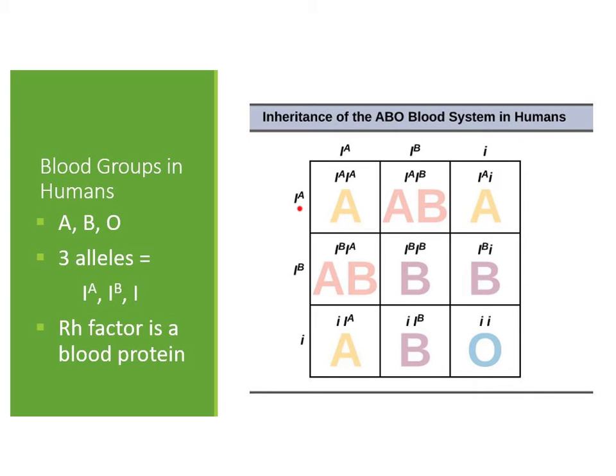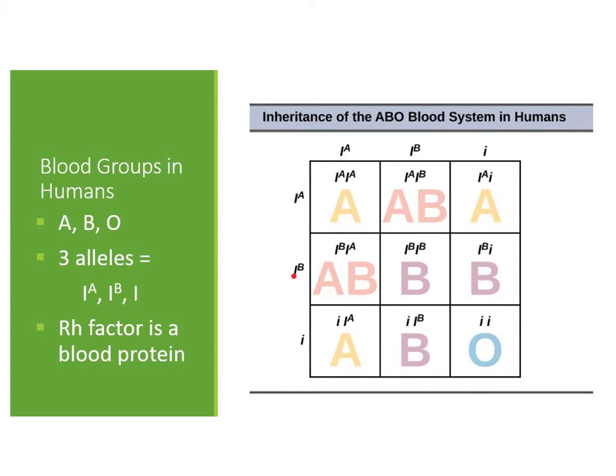And then if you are getting the type A blood allele from your mom, and then just the i is going to represent the O, so you get this heterozygous genotype, and A is dominant to O. Okay, so then you're only going to show up as type A blood.